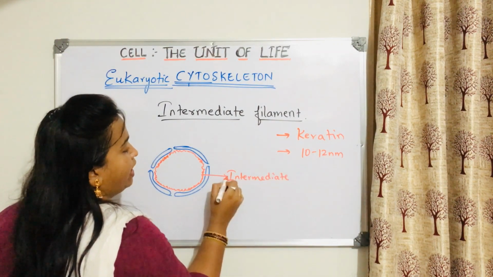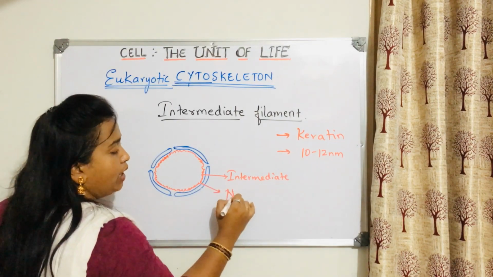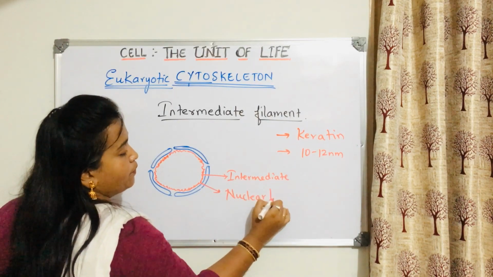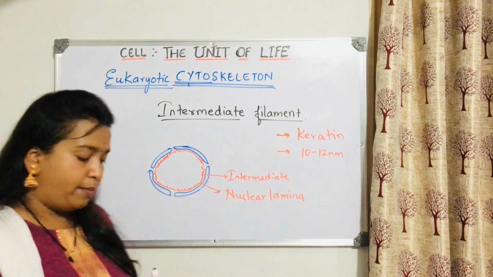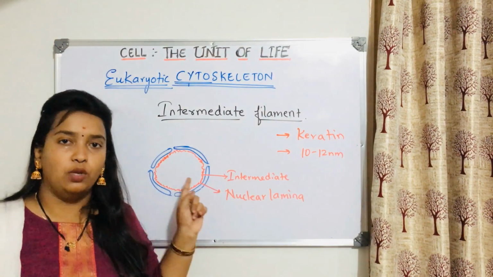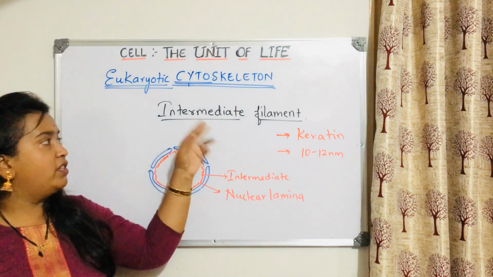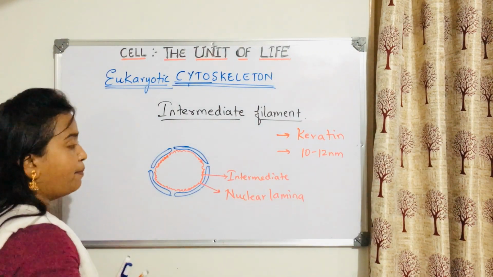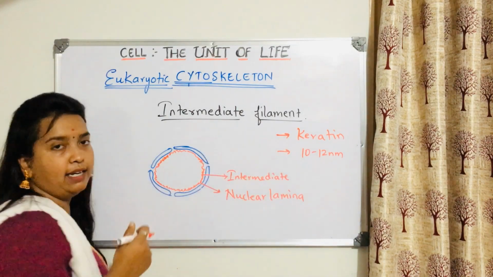This is intermediate. It is made up of intermediate filament, and particularly what we call it is nuclear lamina. This is the third layer. I mean, after the first outer layer and inner layer, the innermost one is the nuclear lamina. It is completely fibrous. It is made up of this intermediate filament. Now which intermediate filament, which protein? It is keratin.